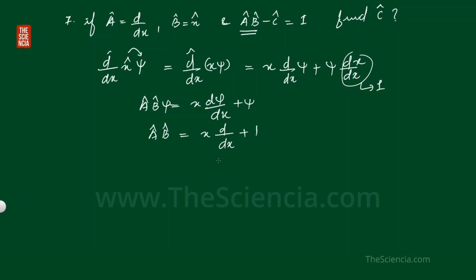The question specifies a operator, b operator minus c operator equal to I. I is identity, that is equal to 1. So we got a operator, b operator is equal to x d by dx plus 1 minus c operator equal to 1. We can cancel these two terms and we get c operator is equal to x d by dx.